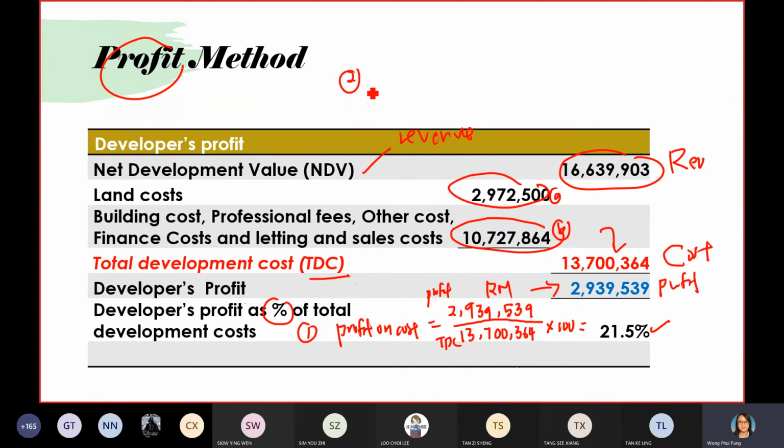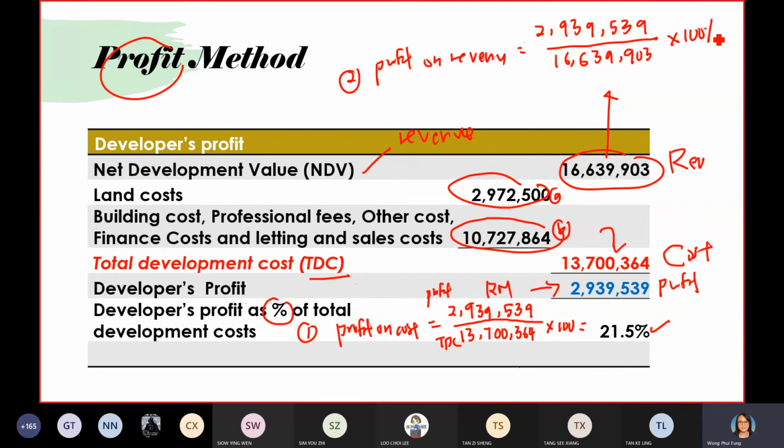Method number 2 is profit on revenue. So you can calculate profit based on GDV, based on NDV, also can. So for this part, you use the profit 2,939,539 divided by your, let's say I use NDV, this one here, 16,639,903 times 100%. So you will get another percentage here. This is profit on revenue.